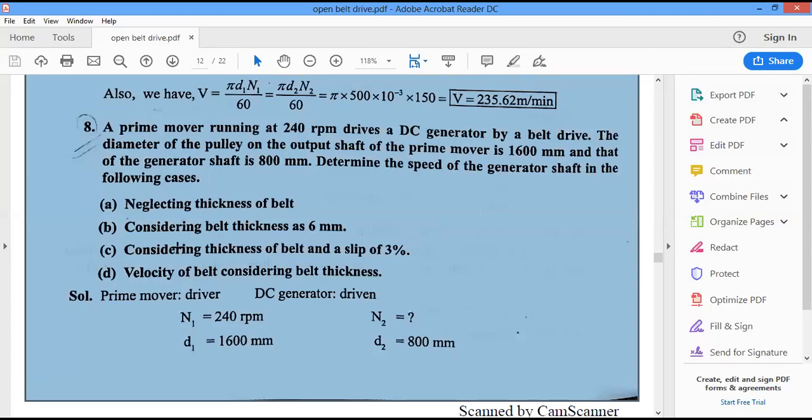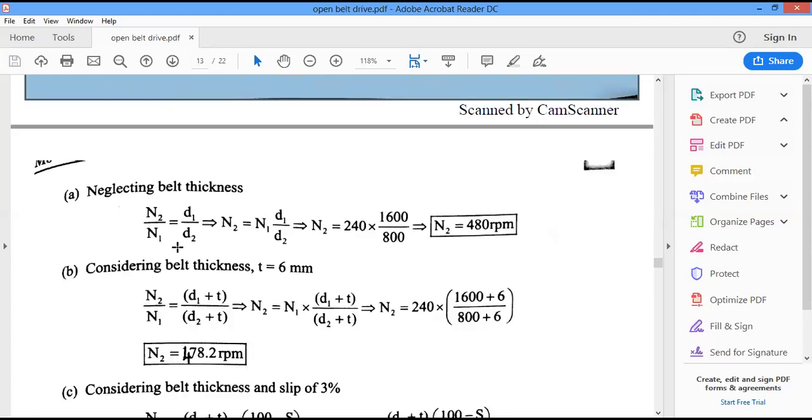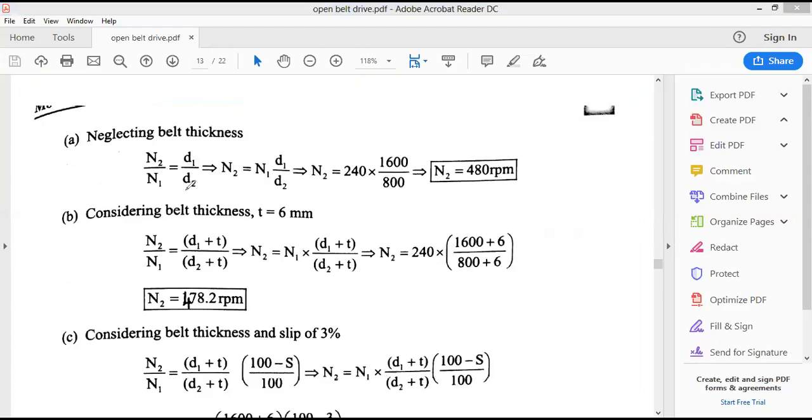So first is neglecting the belt thickness. Here N2 by N1 is equal to D1 by D2, our usual formula. We have to find out N2, which is not known. N1 is 240 RPM, D1 is 1600 mm, and D2 is 800 mm. So by calculation we'll get 480 RPM. That is going to be the speed of the shaft at the generator or the driven end in this case.